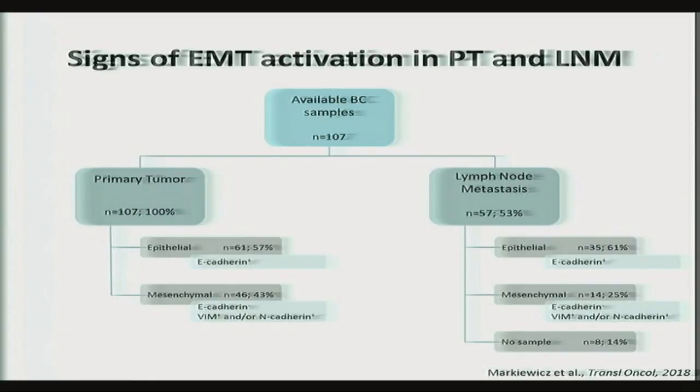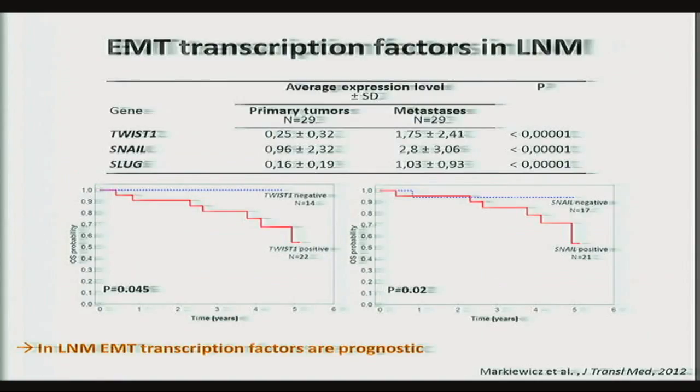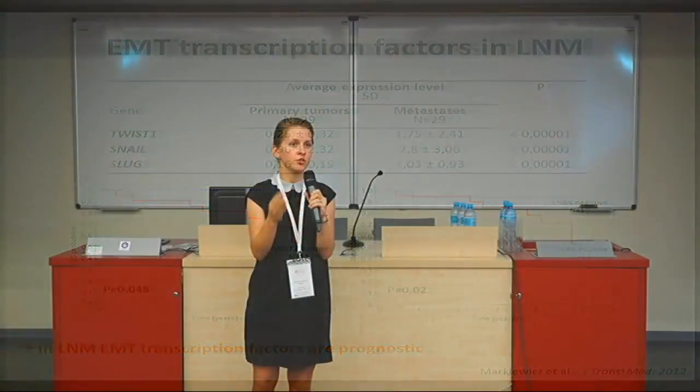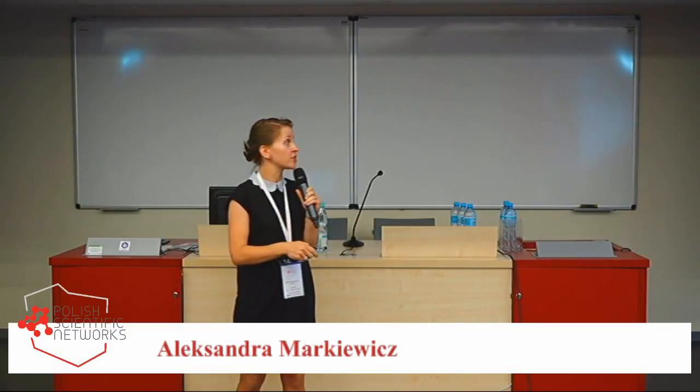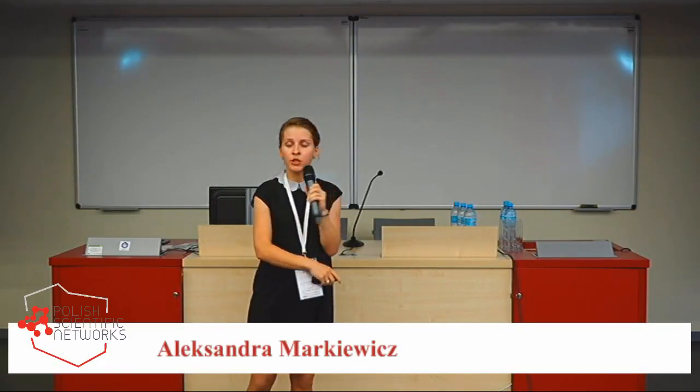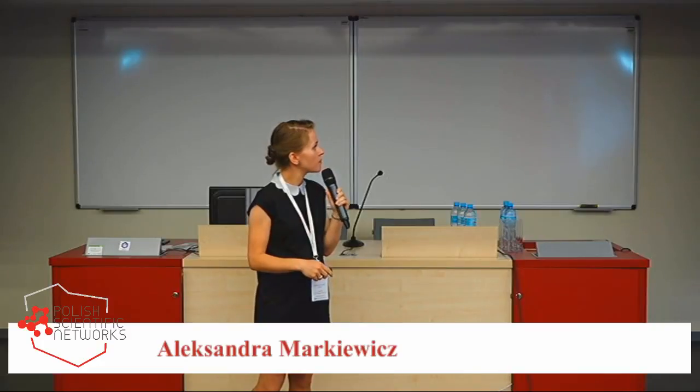Then we had a look at the primary tumor and the lymph node metastasis. We showed signs of EMT activation in primary tumors in 43% of the cases, in lymph nodes in 25% of the cases. When we looked at the prognostic significance, we did not see any correlation between expression of EMT markers, activation of EMT, and the primary tumor. But in the lymph node metastasis, high expression of the EMT transcription factors TWIST1 and SNAIL was related to poor prognosis.